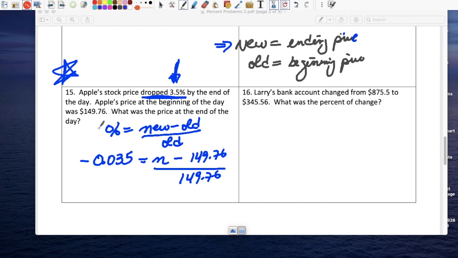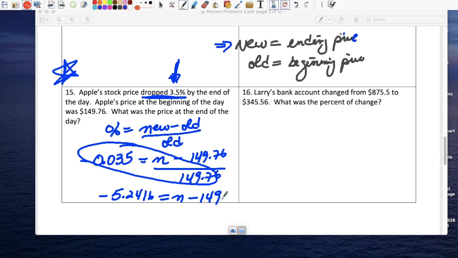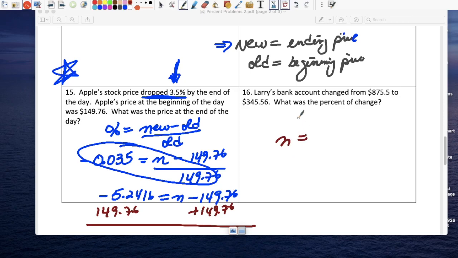If you cross multiply, 0.035 times 149.76, you get 5.2416, with the negative, equals N minus 149.76. We're going to add 149.76 to both sides, and N equals whatever that is, plus 149.76. Our final answer is Apple stock at the end of the day was this. Which is pretty much the same thing as finding the percent: what's 3.5% of 149.76, and you subtract it from 149.76. That's exactly what we did.